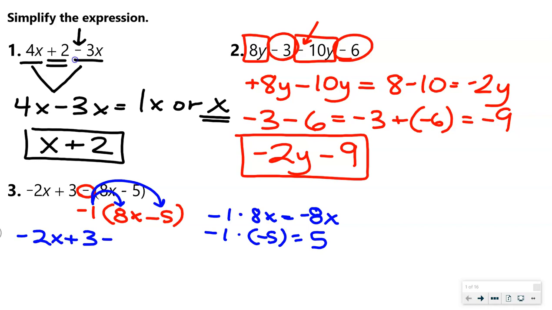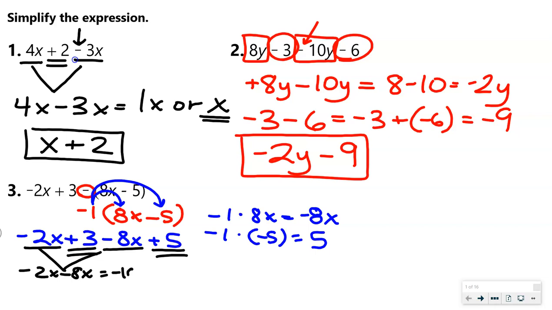And so we'll rewrite this before we're able to combine like terms. Minus 8x plus 5. And so now we look at this and we say, okay, well, I have negative 2x, negative 8x, I have positive 3 and positive 5. And so I use my lines in order to tell me what I'm going to add together. And so together we have negative 2x minus 8x equals negative 10x. And then we have 3 and 5 together, which would make 8. Our final answer is negative 10x plus 8.